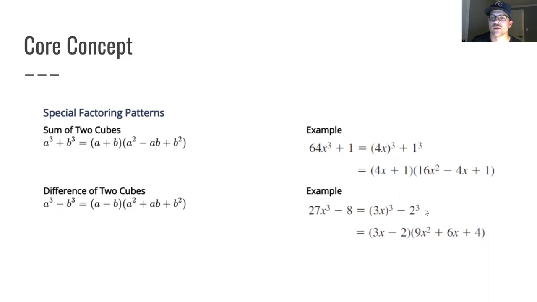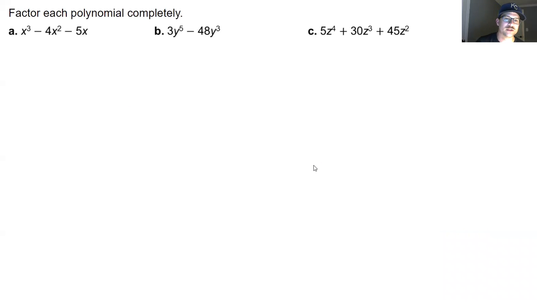So you can see over here on the right three examples that are actually worked out. 64 is a perfect cube because you take the cube root of 64 to get 4. Same thing with 27 and 8. So these shortcuts only work if you have perfect cubes. So we're going to look at a couple of examples on how we can factor some of these completely using a bunch of different methods.